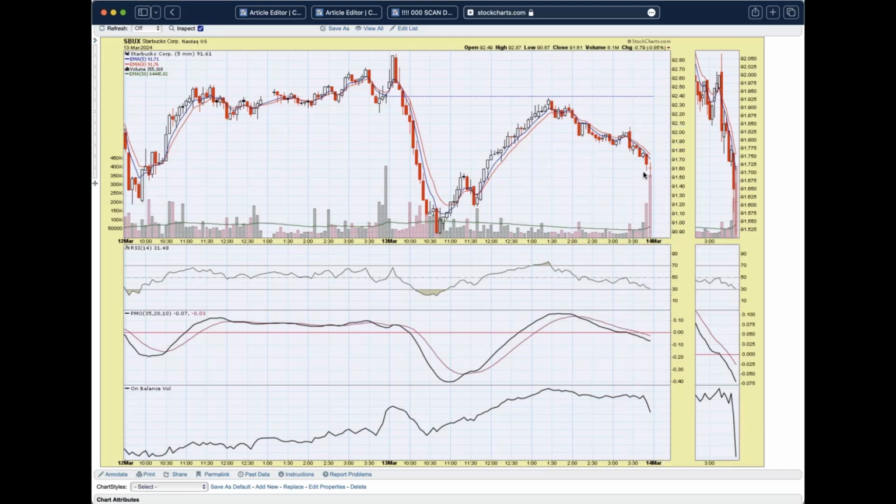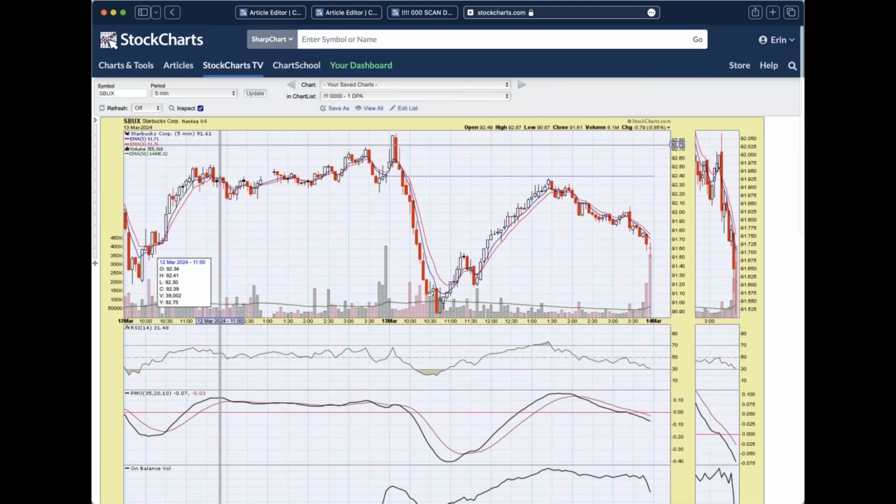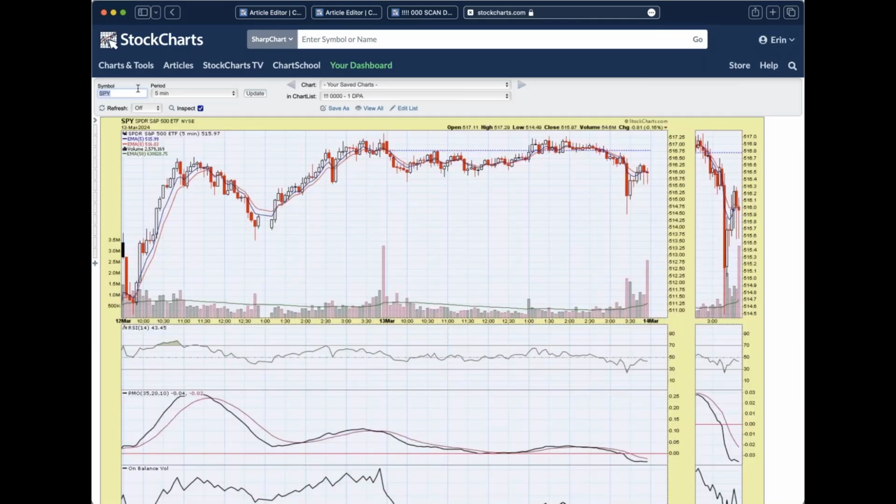We are seeing price starting to really fall here on Starbucks, and you can see volume is getting very heavy to the downside. Makes me wonder what's going on with the SPY right now, with these big selling volume bars. Let's take a look at the SPY 5-minute candle. Why not? Let's see if it's got anything interesting to tell us.